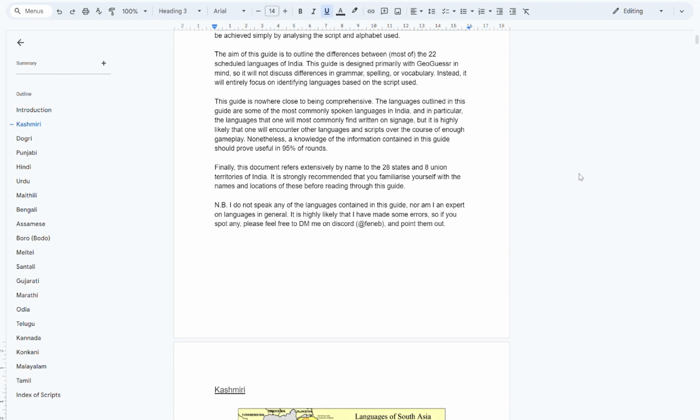Also, I don't speak any of the languages in this guide. I'm not an expert on languages in general. If you spot that I've made some errors, please feel free to DM me on Discord and point those out. I will be more than happy to receive corrections and try and continue to make this guide as useful as possible. I'm going to work through the languages from roughly the top of India to the bottom. I think it makes the most sense in terms of a nice geographical progression.